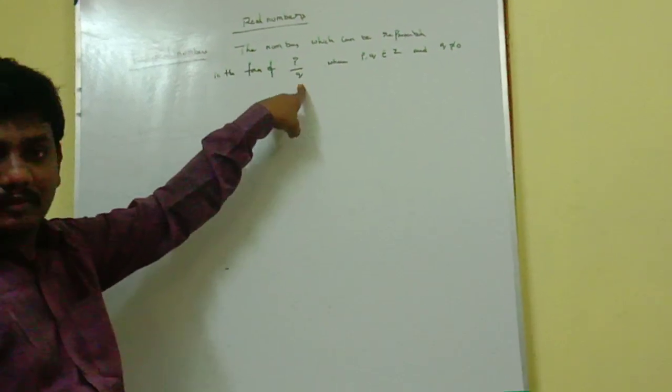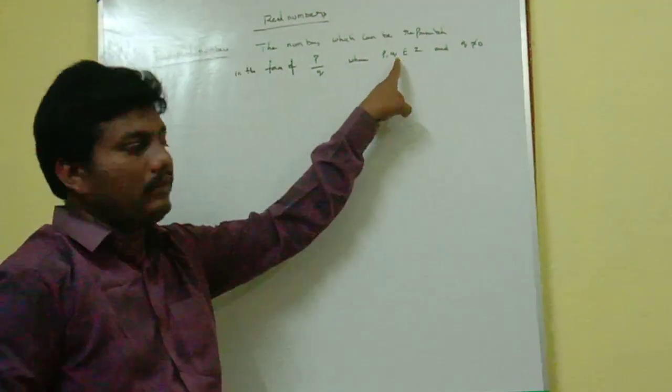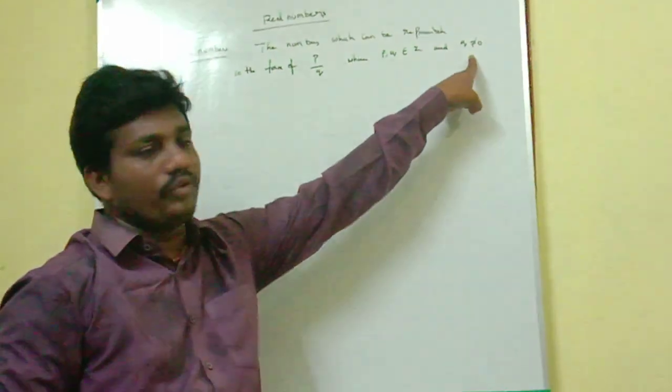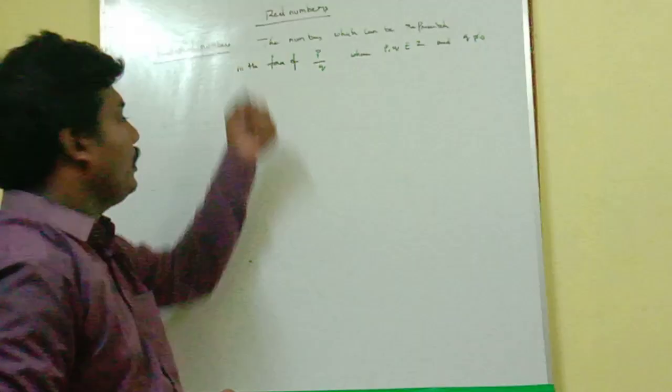So every number that can be represented in the form of p by q, where p comma q are integers and q is not equal to 0, then only we call it a rational number.